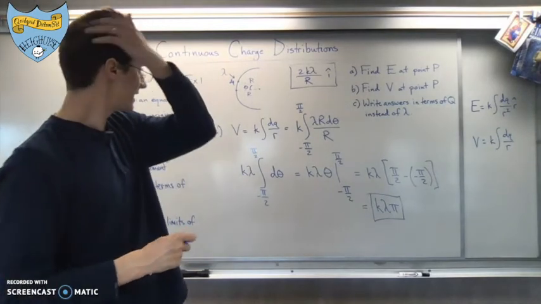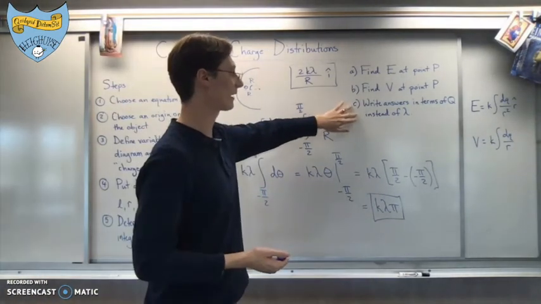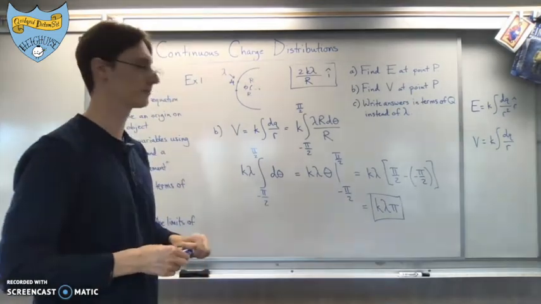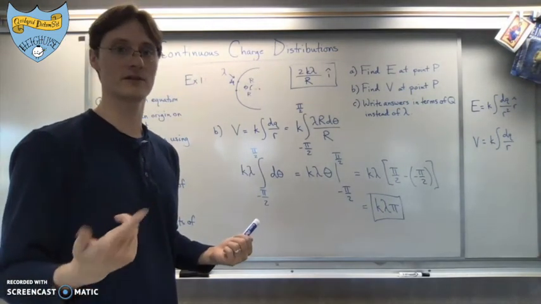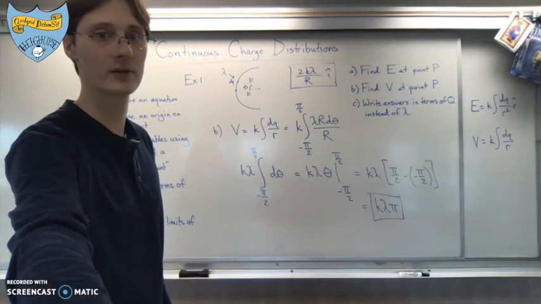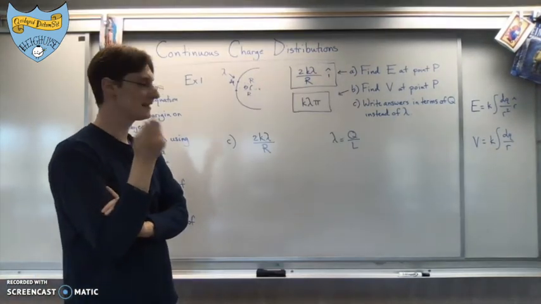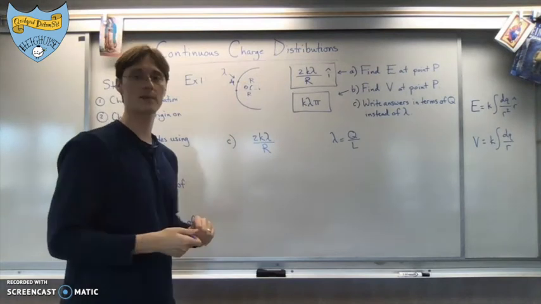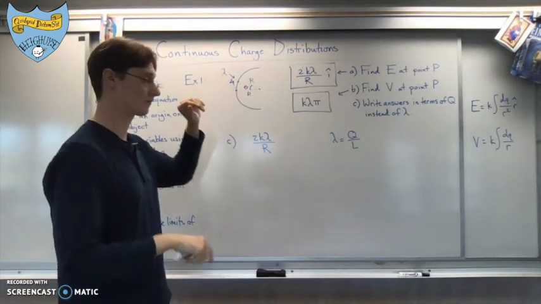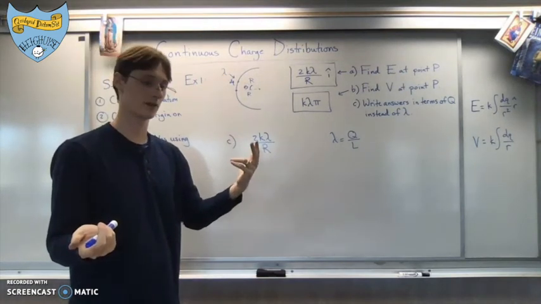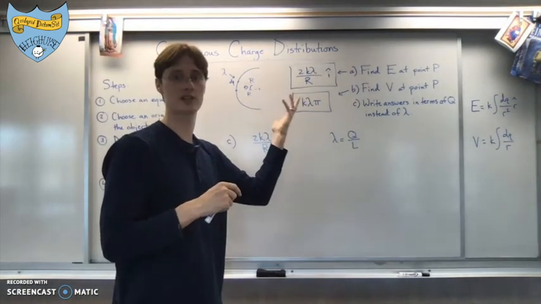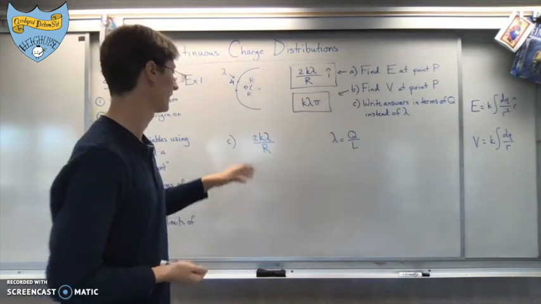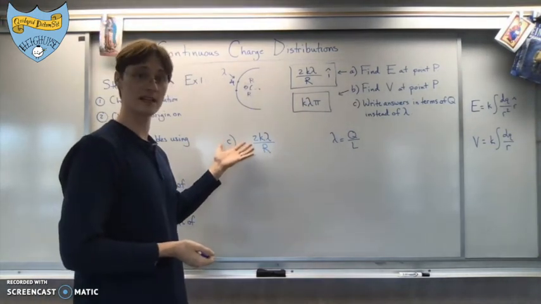Now the last thing that we'll do here is rewrite our answers in terms of Q. So I'll do one, and then you can pause the video and see if you can figure out the other one. Now remember, the idea here is sometimes the AP gives you the linear charge density of the curve, but other times they tell you that the total charge is Q. So you have to be flexible. This is the answer that you would probably initially get.